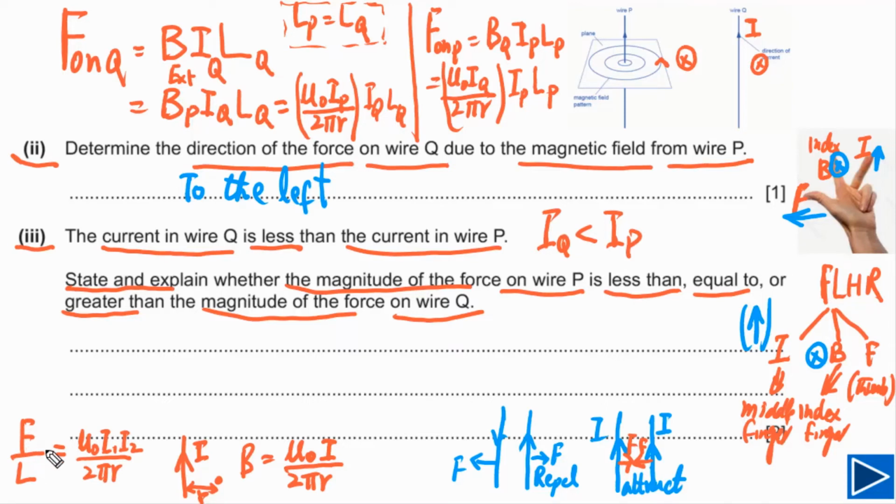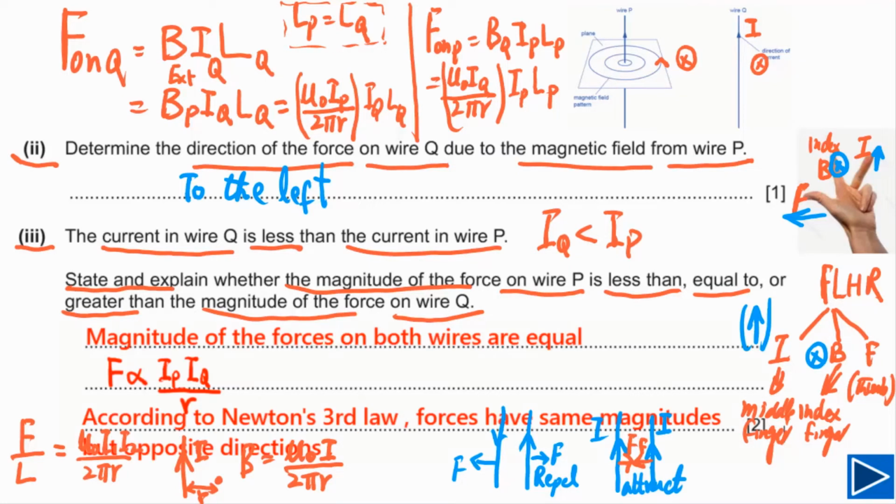So in this case, force is directly proportional to the product of currents. It doesn't matter if any current is higher or lower, the force on the two wires will be the same, because force is proportional to the product of currents in the two wires. So this is the main point we need to understand. In this case, the magnitude of force on the two wires will be the same, but opposite in direction. So let me show you how you can write down the answer.